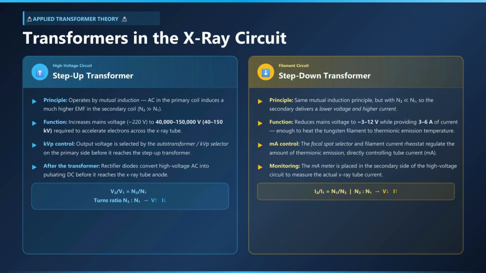Now look at the filament circuit. Here we use a step-down transformer. The secondary has far fewer turns than the primary, so the transformer reduces the voltage while increasing the current. The filament circuit provides approximately 3 to 12 volts and 3 to 6 amperes. That high current heats the tungsten filament sufficiently to produce thermionic emission. The amount of thermionic emission ultimately affects the number of electrons available to cross the tube and therefore the tube current, or milliamperes. So these transformers perform opposite electrical functions but work together toward one goal: X-ray production.